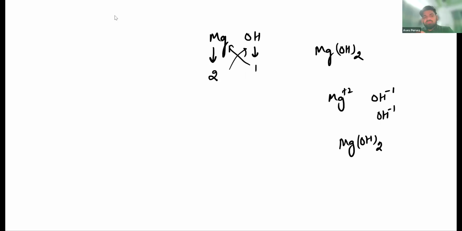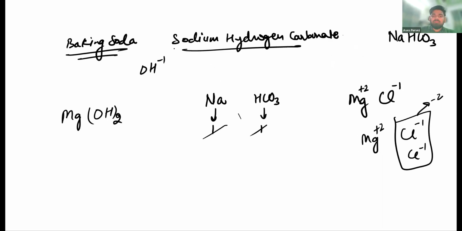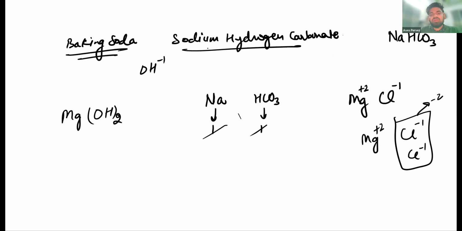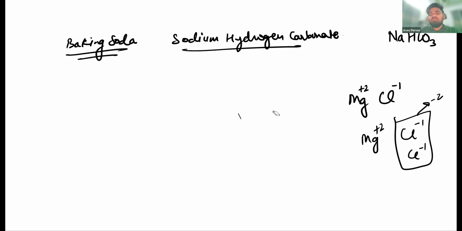So let's move further, dear students. There are some elements that have a common name, like baking soda, whose chemical name is sodium hydrogen carbonate. Have you noted this one? Note it fast. The other name of baking soda is sodium hydrogen carbonate.